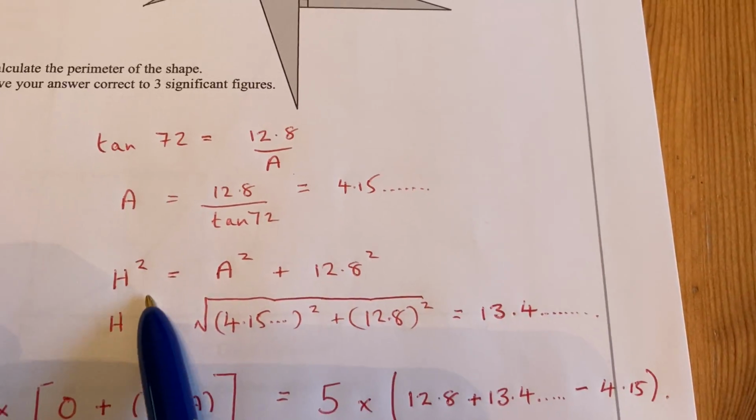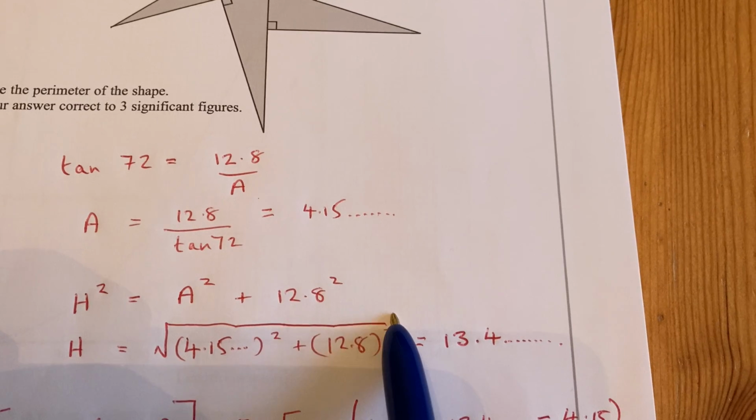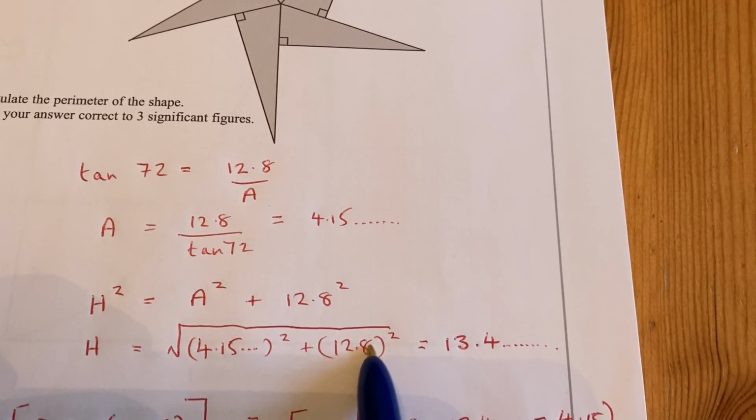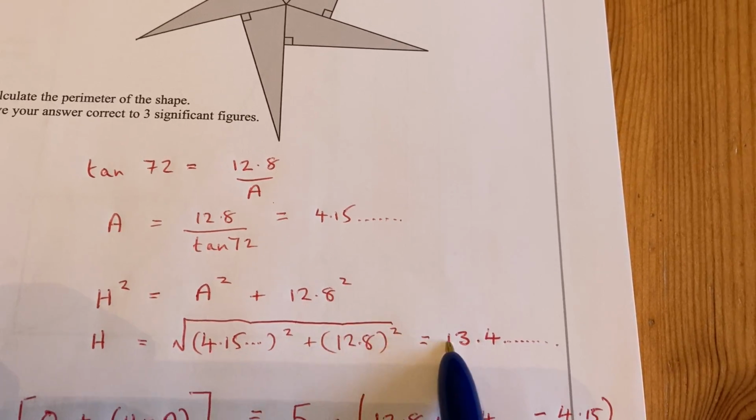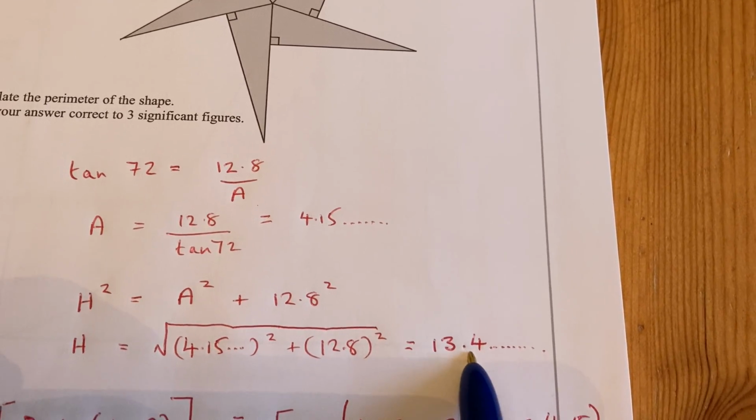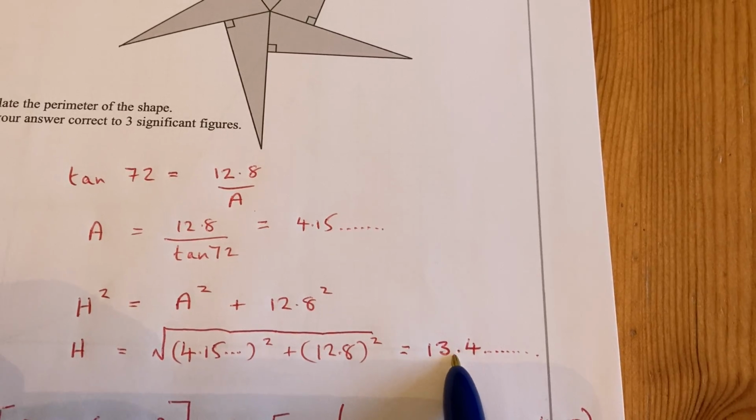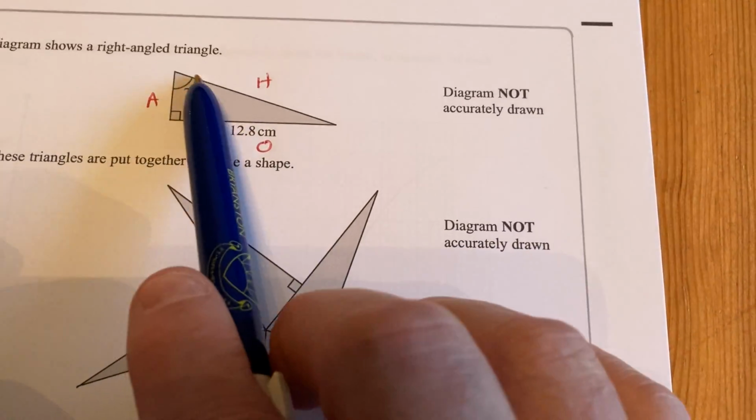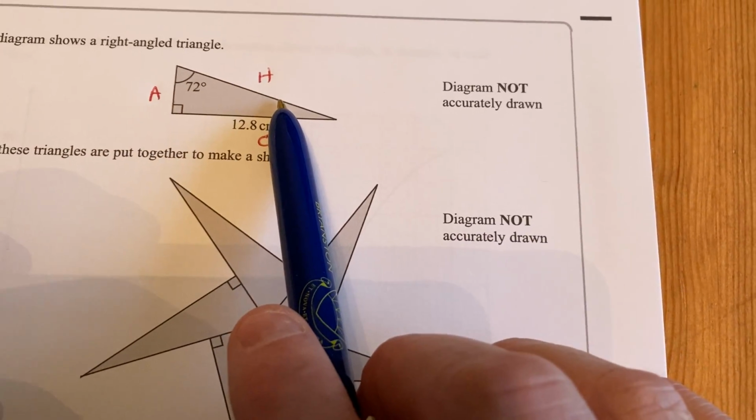So Pythagoras, H squared, so H would be the square root of the 4.15, all of it squared, plus the 12.8 squared, and don't forget to square root it at the end. Again, gives me a decimal number that goes on a bit, but it starts off with 13.4. Okay, so I've got the 3 sides of the triangle if I need them.